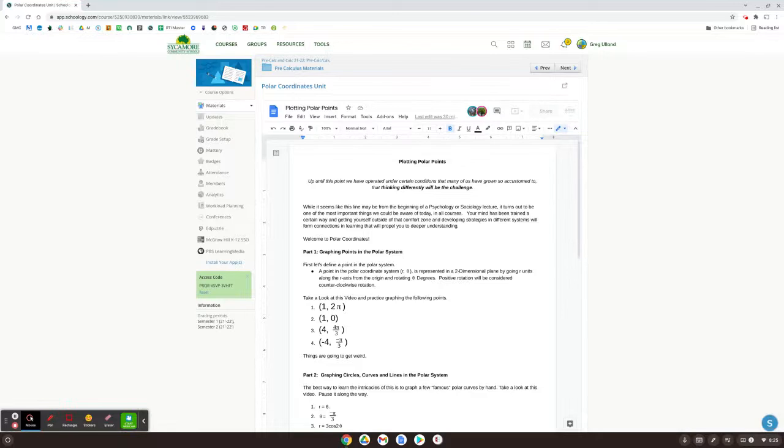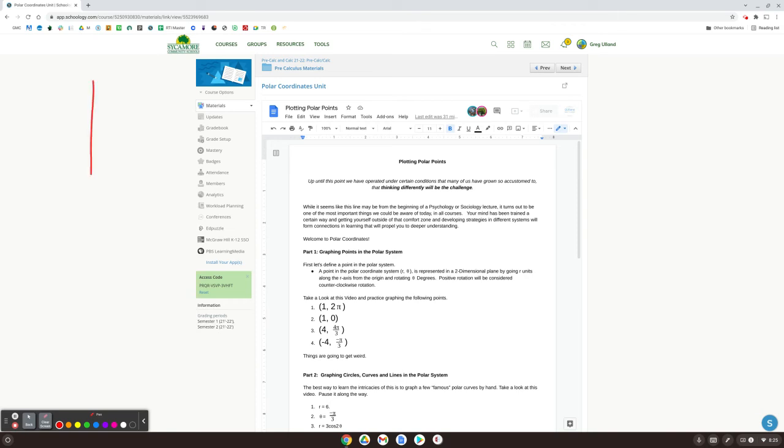Okay, so like anything else, there's advantages to this system, and then there are disadvantages to this system. So a good way to learn this is just to start getting our hands dirty and our feet wet and just trying some stuff. Okay, so let's plot the point 1, 2 pi.